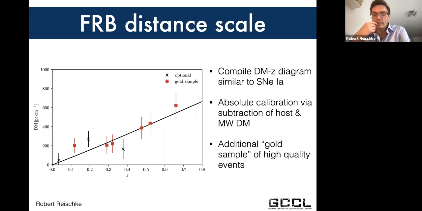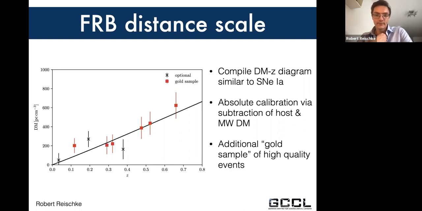And the most important contribution to the error budget, as I said in the very beginning, comes from the host galaxy, because you don't really know how big the dispersion measure of the host is. So you need to assume something there. At the moment, the error we assume is roughly 10%. But we also did a forecast where we leave the scatter of the host as a free parameter.